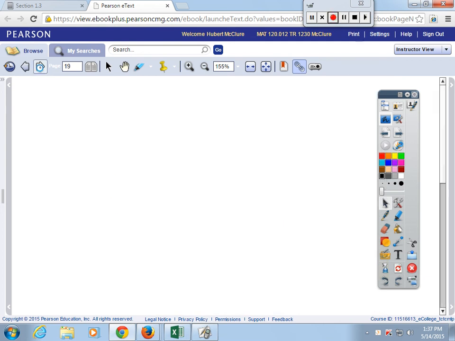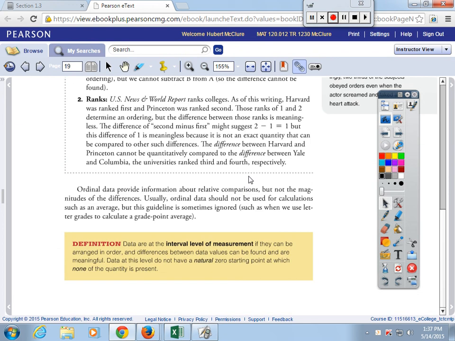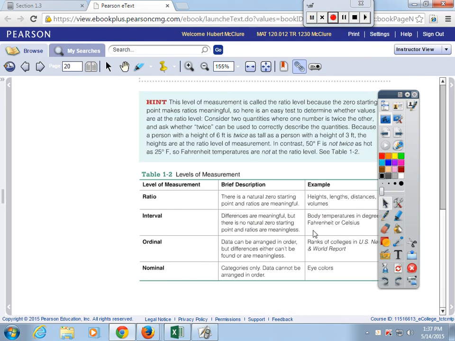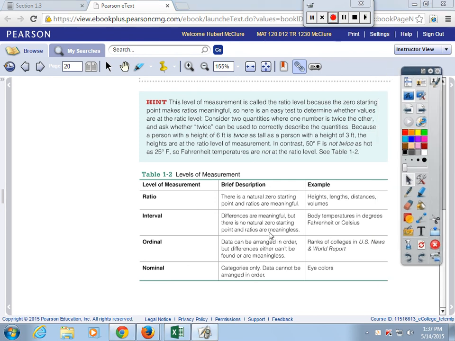Okay, the only thing I'm going to give you on levels of measurement is study 18, 19, and 20. But on the back of page 20, just go over it right here. Levels of measurement: ratio, heights, lengths, distances. So ratios are continuous because it's heights, lengths, distances, volumes. Things that are measured. Interval, that's body temperature, like a thermometer.